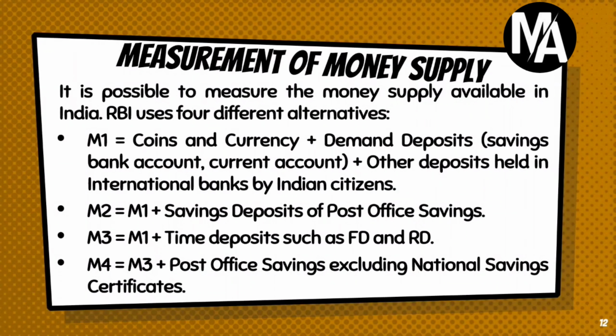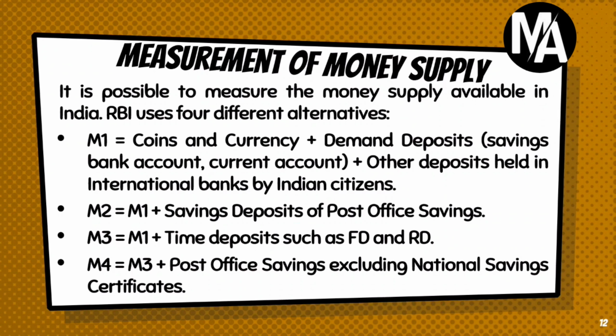With that, we move to the next and important topic. This is called measurement of money supply. The question arises, is it possible for us to measure all the money available in India? Yes, it is possible, and the Reserve Bank of India has its responsibility. How does the Reserve Bank of India do it? It uses 4 different alternatives. Very easy to remember. They are M1, M2, M3 and M4.